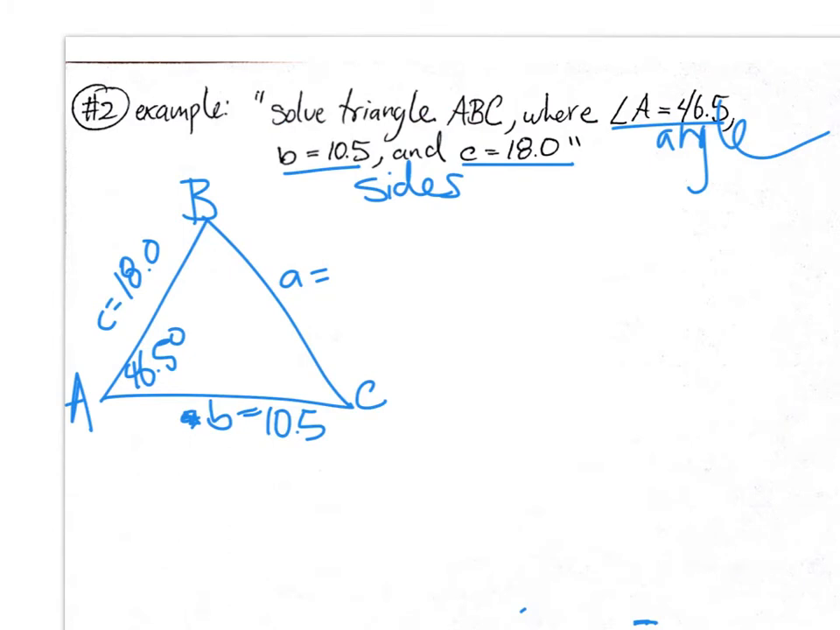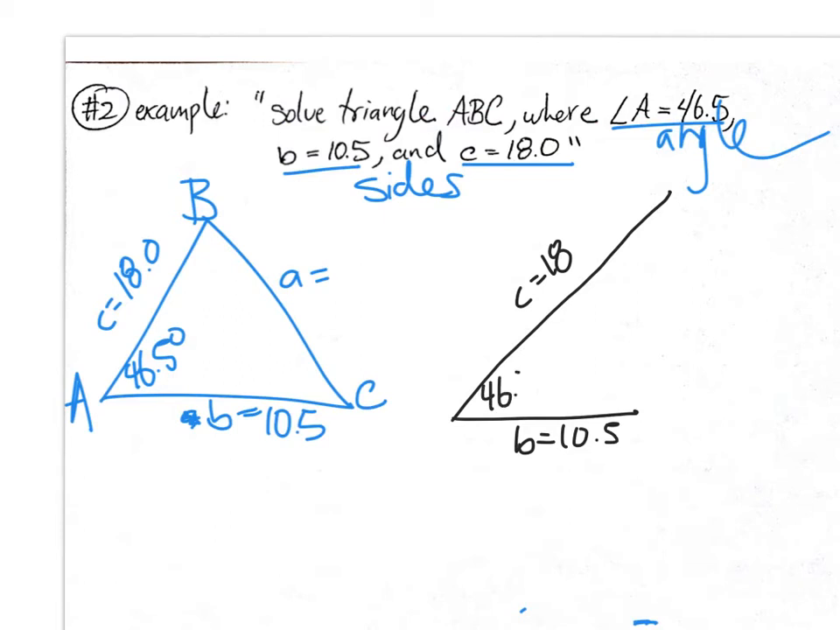So I'm a real visual person, and at this point, I'd be like, okay, this is definitely not drawn to scale. You don't have to do this, but this is what I'm recommending. I draw it more to scale, where I know that c is 18 and b is 10.5, and this angle is 46.5. This way, if I get answers, I can look at them to see if they make sense. Because, you know, I make mistakes.